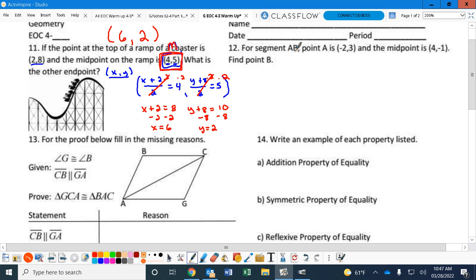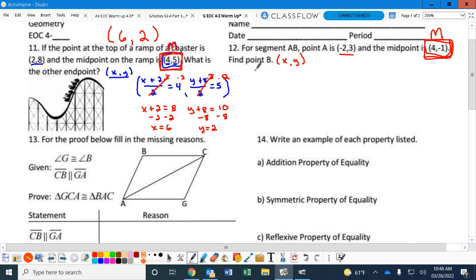We have a segment. It's AB. One of the endpoints is A. Here's the endpoint, (-2, 3). This is the midpoint. Guys, if it's the midpoint, I like to make sure I box it in and write the M on there. That is the answer. That is the one that it's going to be equal to. And then they want us to find the other endpoint, which we're just going to call (x, y).